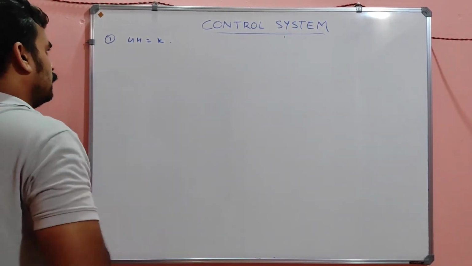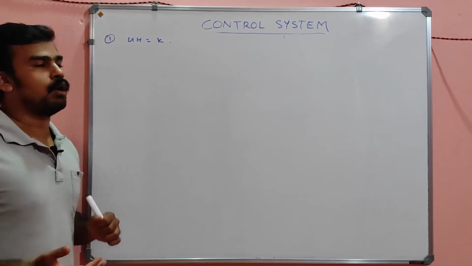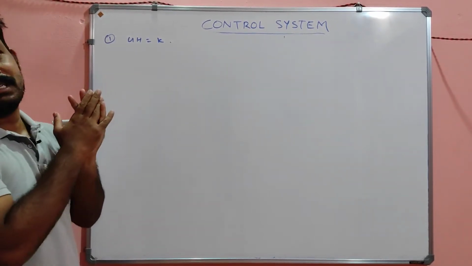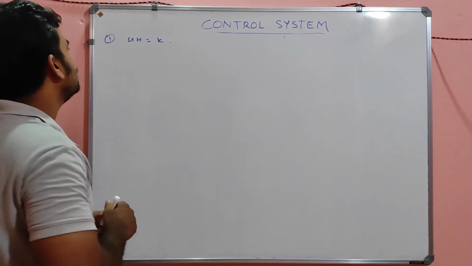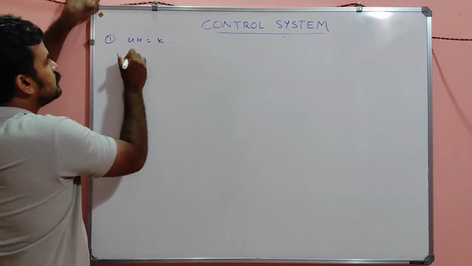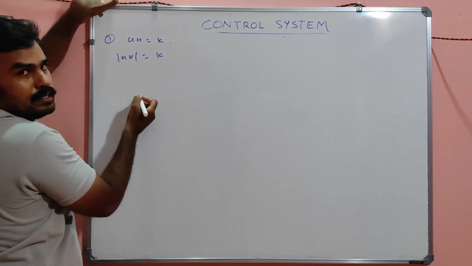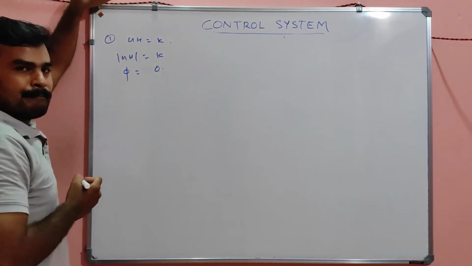Okay, come. When GH is equal to K, the open loop gain is nothing but, my dear, simply a constant. Then what will be its Bode plot? That we are going to discuss. The magnitude of GH is nothing but simply K itself, right? And what will be the phase, my dear? It is simply 0.